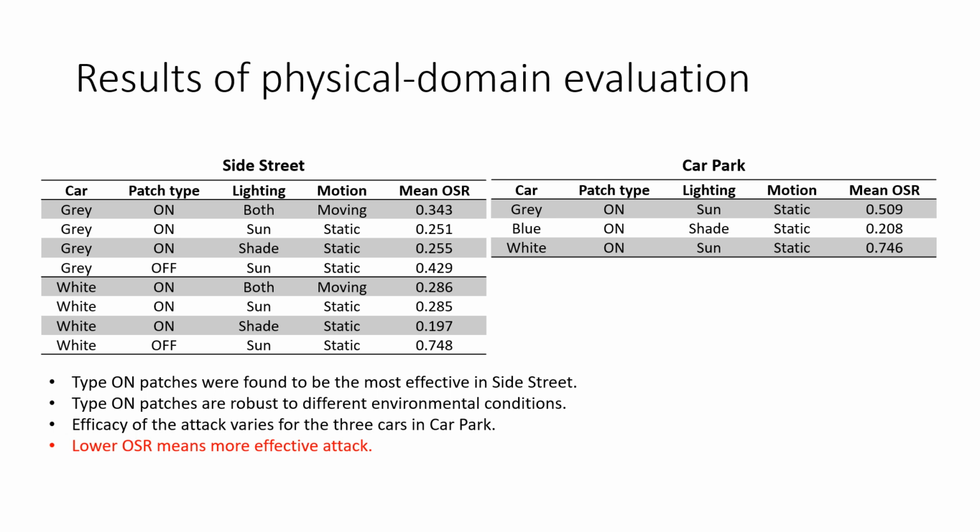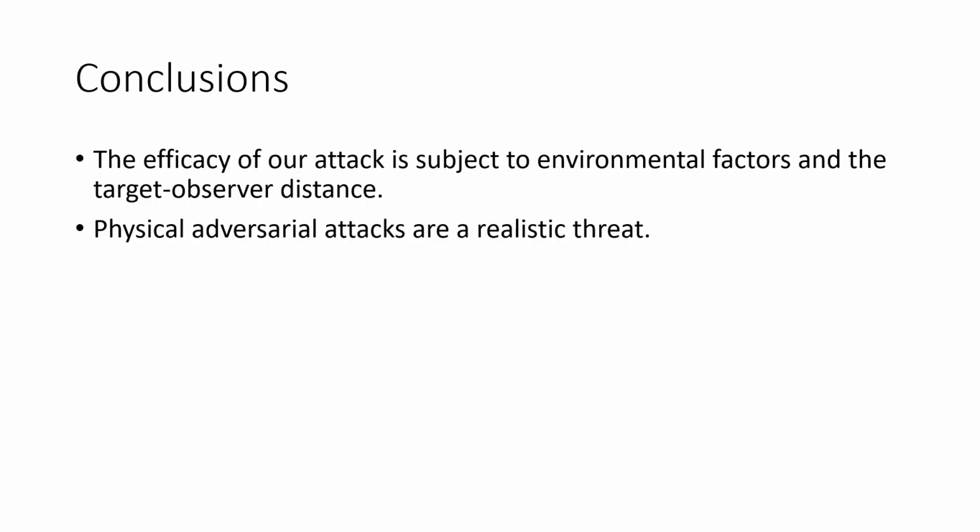In the car park scene, we can see the efficacy of the attack varies for the three different cars under attack. What we learned from this work is that while the efficacy of our attack is subject to environmental factors such as lighting, weather, and season, and the target observed distance, physical adversarial attacks are a realistic threat to deep learning-based object detectors on aerial imagery. We hope that this work inspires some of you out there to develop new defense methods against these attacks.